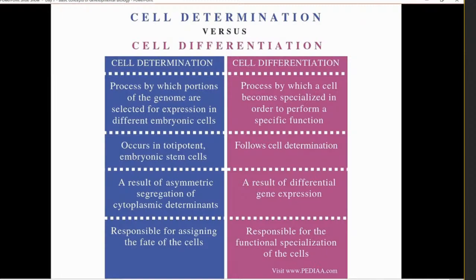After determination, in the differentiation process, the cell develops its specific activity. Say this cell wants to develop into heart tissue. That is decided by the cell determination step. After determination, the specific cell differentiates into heart tissue. These are the steps that happen in cell development: determination and differentiation.